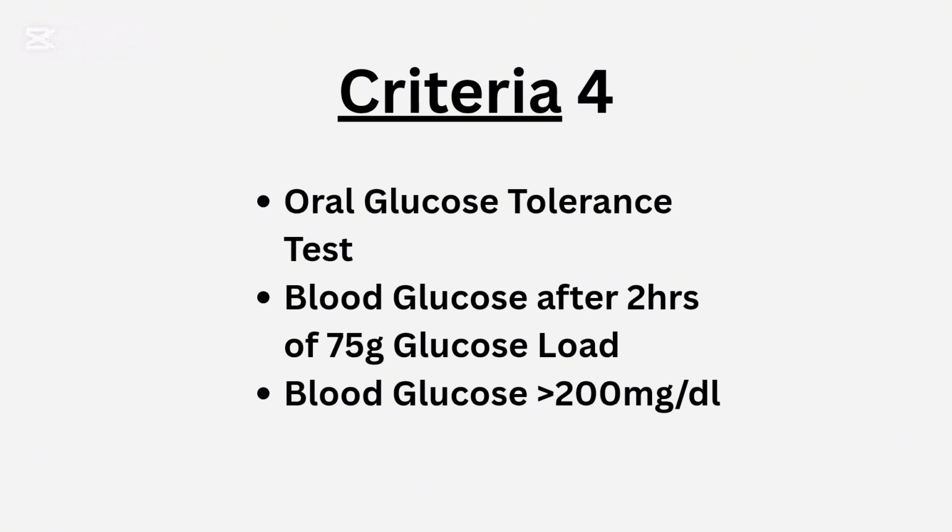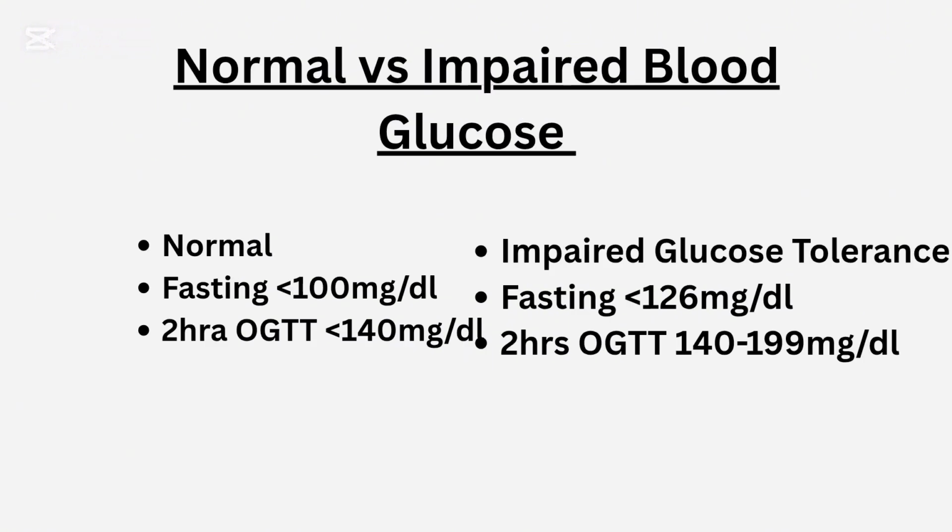After 2 hours of 75 gram glucose load, we will measure the blood glucose level. If glucose level is greater than 200 milligram per deciliter, then the patient is diabetic.